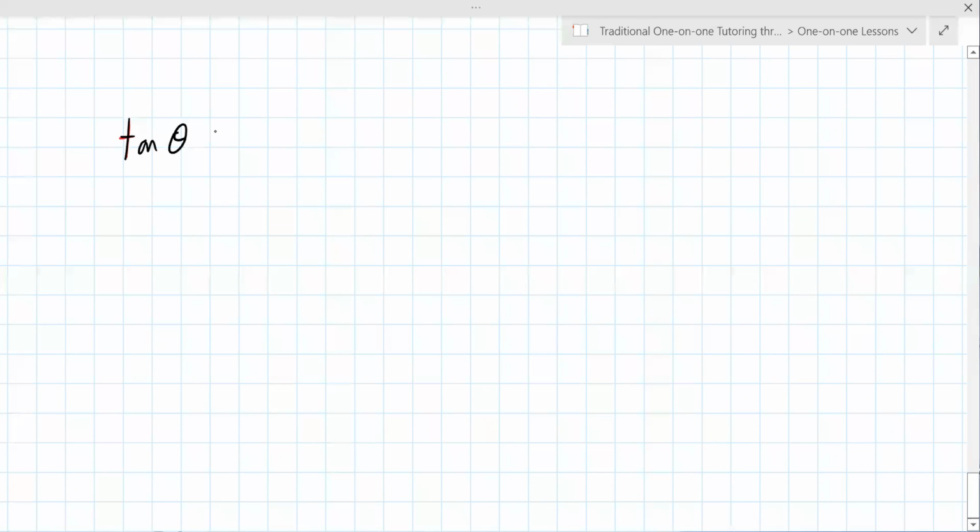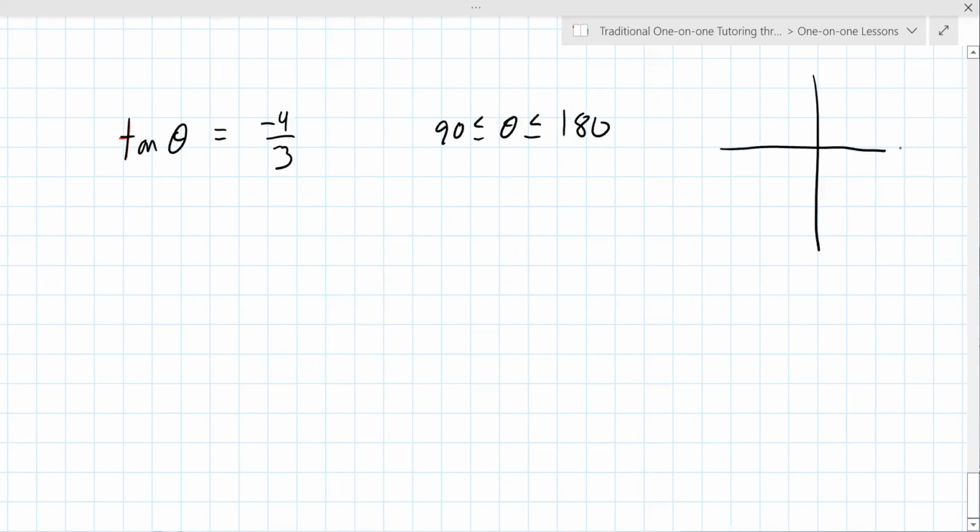All right, so let's say that the tangent of theta equals minus 4/3. And then I'll just tell you that you're in the second quadrant. So I'll just say 90 is less than or equal to theta, which is less than or equal to 180. They won't always tell you that, but 0, 90, 180, 270. So if they're saying you're between 90 and 180, you're over in the second quadrant.